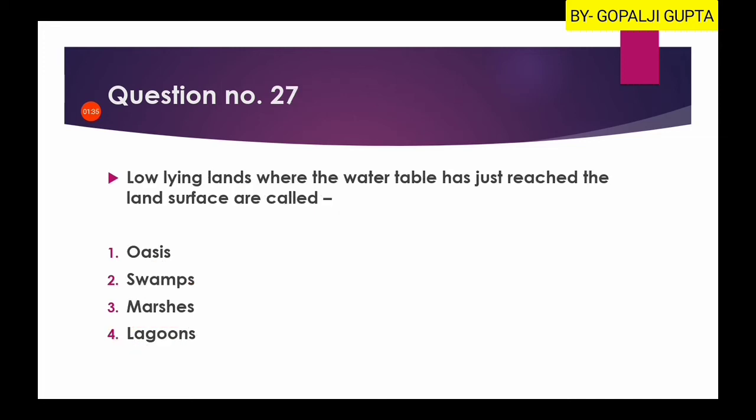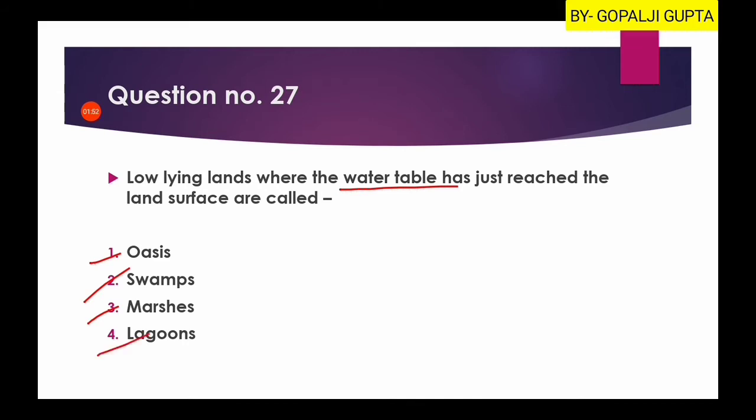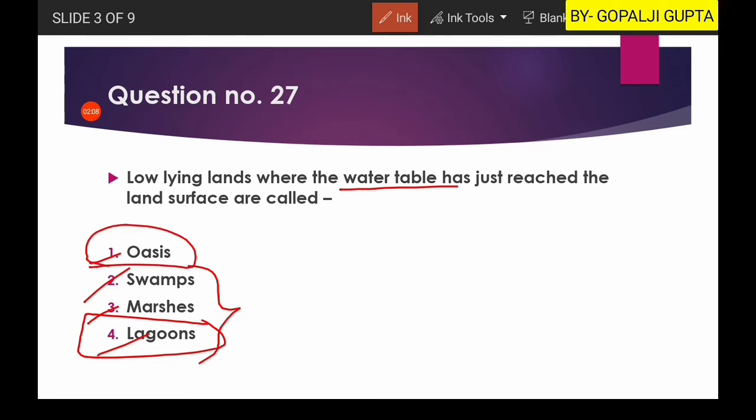Now question number 27 is, low-lying lands where the water table has just reached the land surface are called. As far as the water table is concerned, oases, swamps, marshes and lagoons, all four contain water, but the last three, swamps, marshes and lagoons, are related to the coastal areas and are formed due to the river, while oasis is related to the wind action.